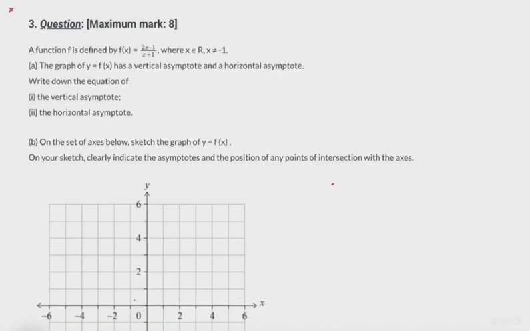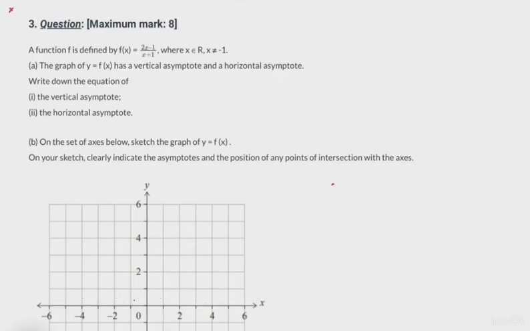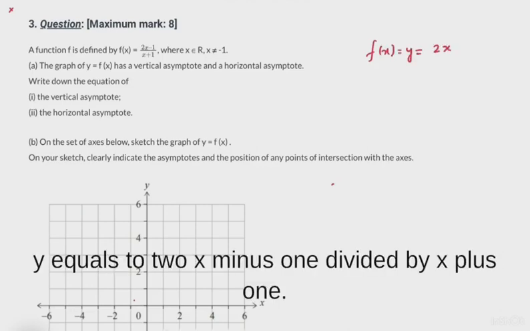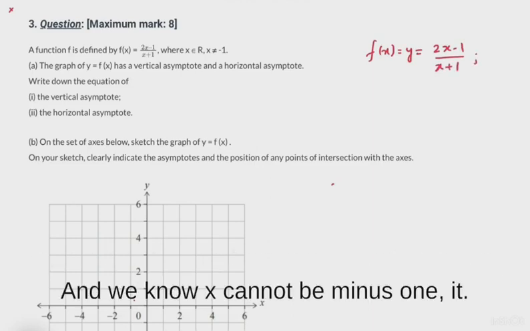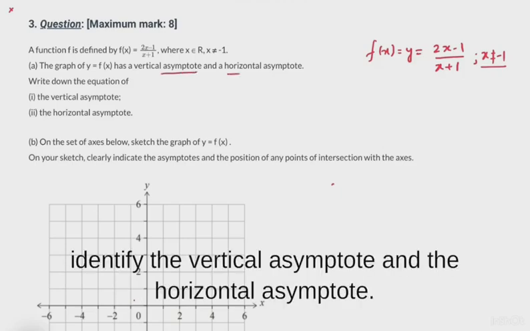Hello friends. So we have a question on the functions chapter. In the given question, we are given a function f(x), or y equals (2x minus 1) divided by (x plus 1). And we know x cannot be minus 1. Now in part A, we have to identify the vertical asymptote and the horizontal asymptote.